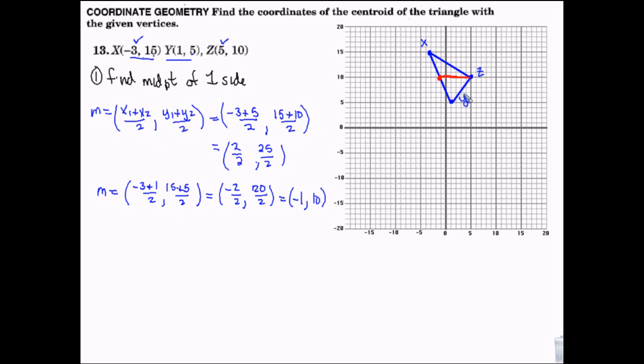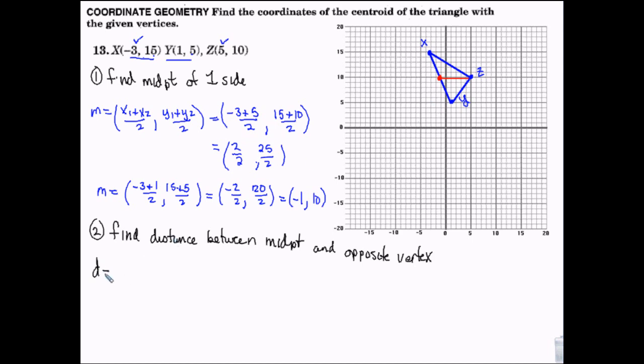Okay. Because this lined up so nicely and gave me a nice straight line that's horizontal, I can count the length of it. Okay. So the second thing you want to do is find the distance between the midpoint and the opposite vertex. If you can get one to be horizontal or vertical. You know, if you need to try all three to find one that's horizontal or vertical first, that makes it easier. If not, you have to use the distance formula.